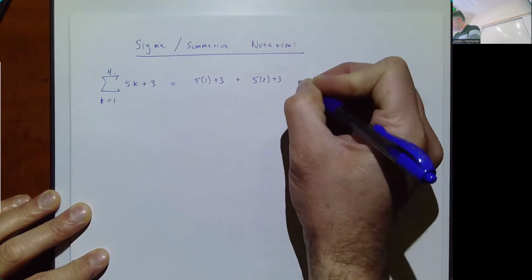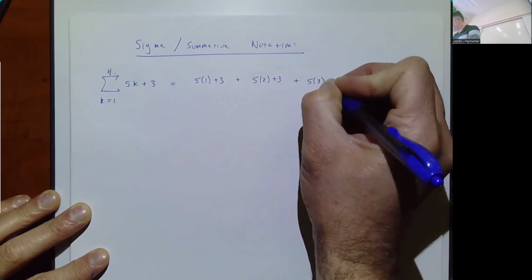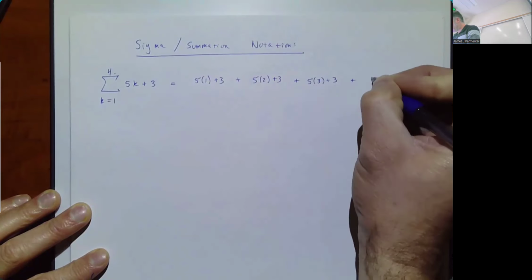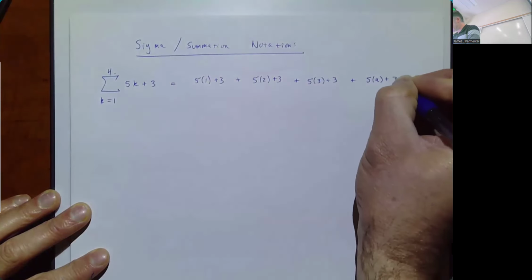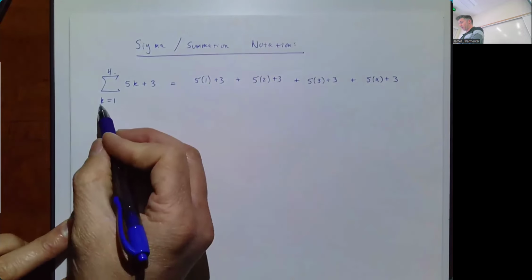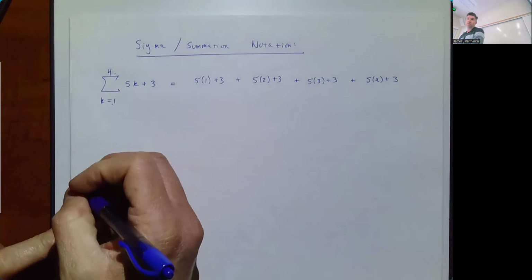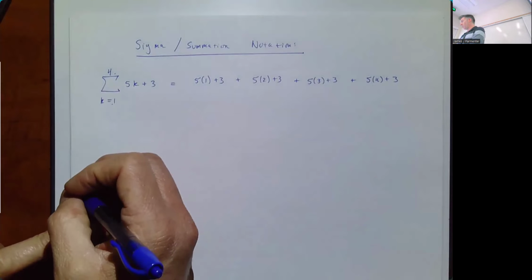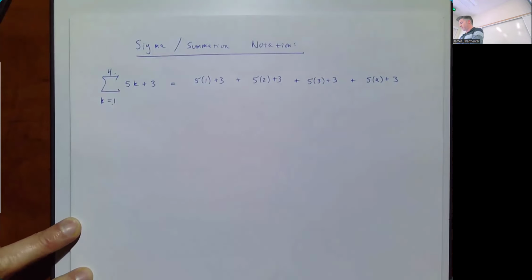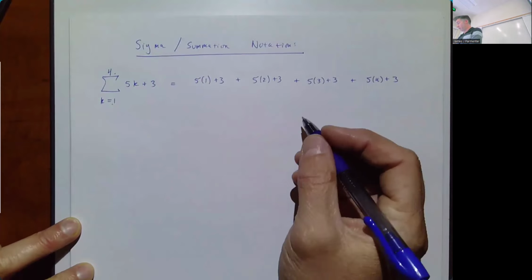I'm going to keep doing that. I'm going to get 5 times 3 plus 3, and then I'm going to get 5 times 4 plus 3. I'm going to stop there because this says start at k equals 1 and end when k gets to 4. And I don't really care what this equals. It's something, I don't know. I actually don't really care.